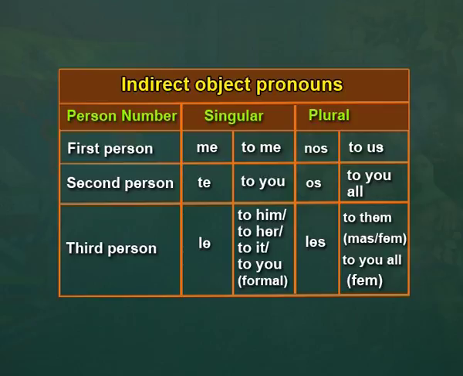And the indirect object pronouns are me for to me, te for to you, le for to him, to her, to you or to it. Nos is to us, os is to you, les is to them or to you.